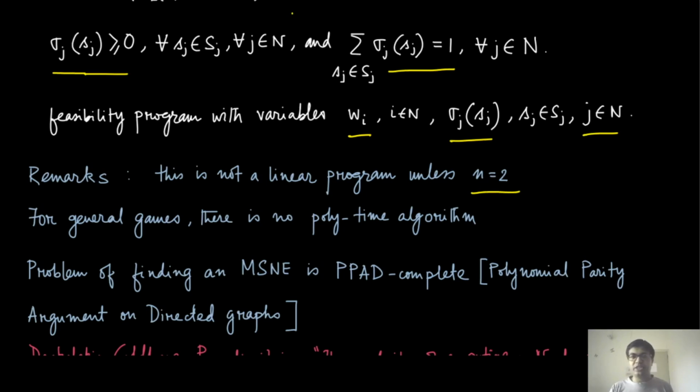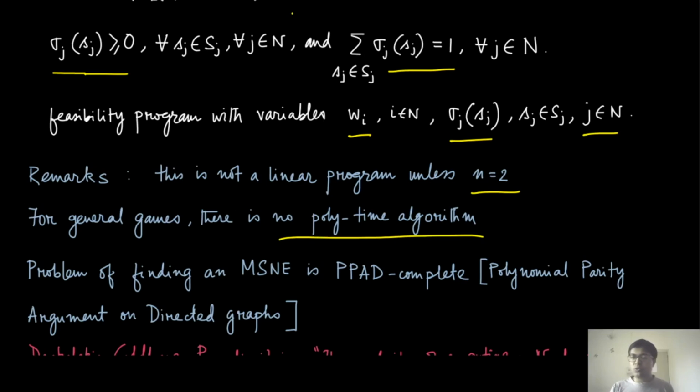The answer to the question that we have just asked, whether there exists any algorithm which can do a little smarter than this, is actually negative. So there does not exist any polynomial time algorithm for finding the mixed strategy Nash equilibrium.